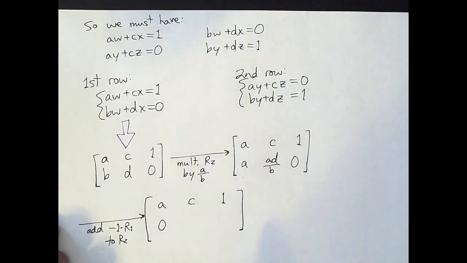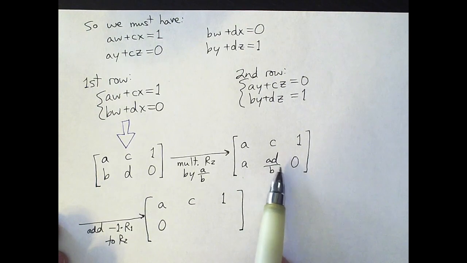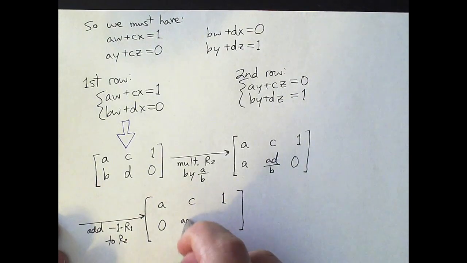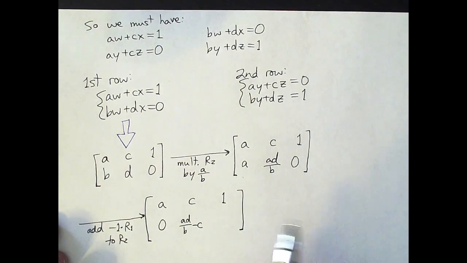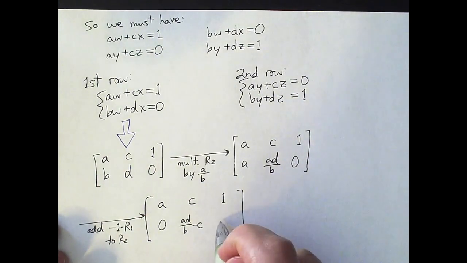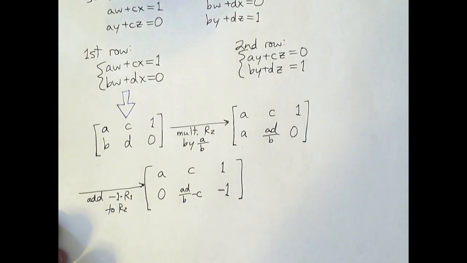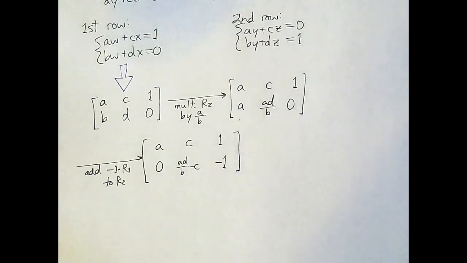Aiming for triangular form. Well, what does that do to this other term? AD over B gets -c added to it. So AD over B minus C. And then what happens to the 0? It gets -1 added to it, so -1. Well, we could try to do more of these steps and try to simplify it further, but really we did enough. We wanted to get a 0 here.